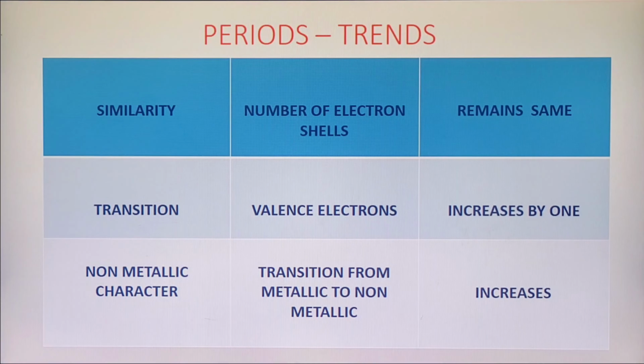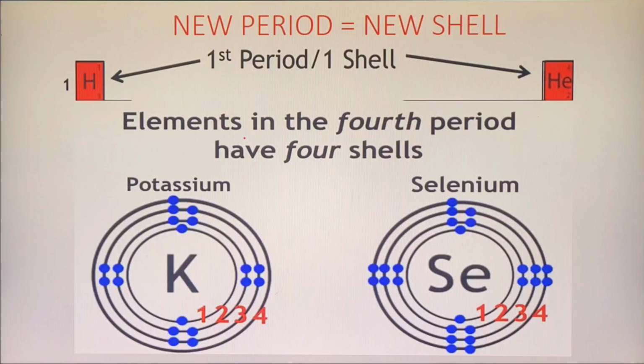Okay, so this is all about periods. Now we also need to remember what is the similarity in periods and what is the transition that a period will show. Now what do you understand whenever I say the word period, children? First thing you should understand is what is a period, children? The horizontal lines are called the periods.